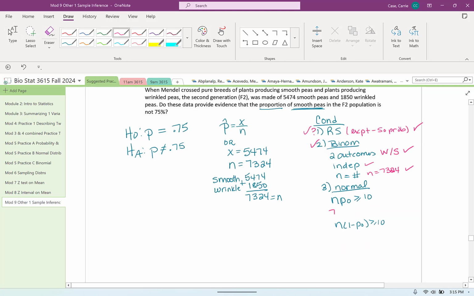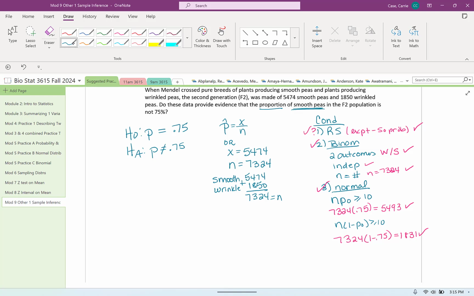Normality now, we have to have 7324 times 0.75 greater than or equal to 10. Well, if I do that math, I get 5493. That's much bigger than 10. And then I need to do 7324 times 1 minus 0.75, or 0.25, and that is 1831. And so both of those are way bigger than 10. So the normality condition is met. So we can use the normal approximation.